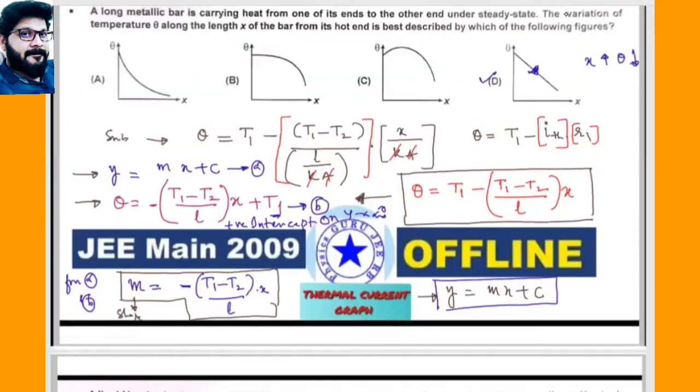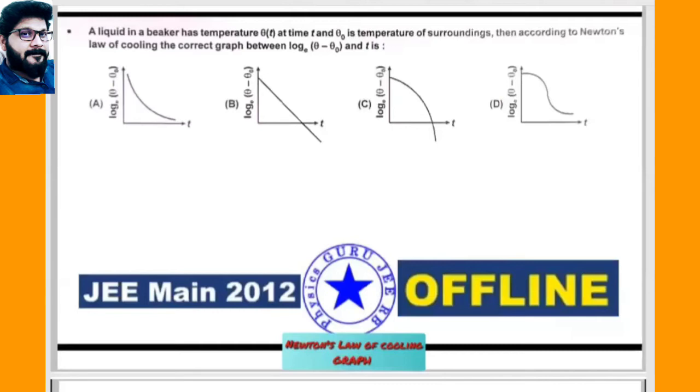Let us see. Okay, now we'll move to the 2012 offline question, which is based on the Newton law of cooling graph. According to this question, a liquid in a beaker has a temperature theta at time t, and T naught is the temperature of the surroundings. Then according to Newton's law of cooling, what is the correct graph between log of (theta minus theta naught) and time t? We want a graph between t and log of (theta minus theta naught).